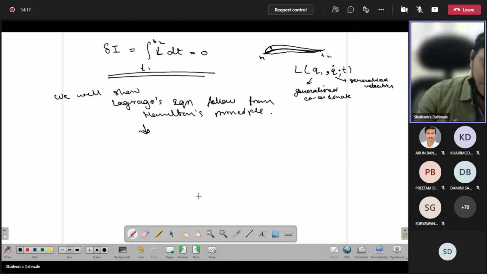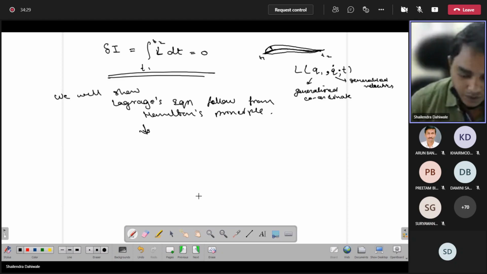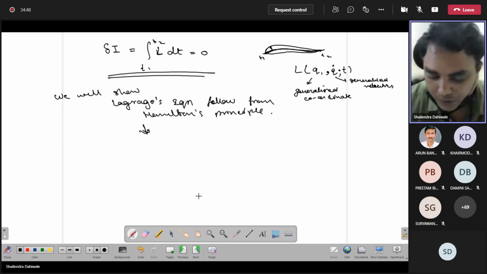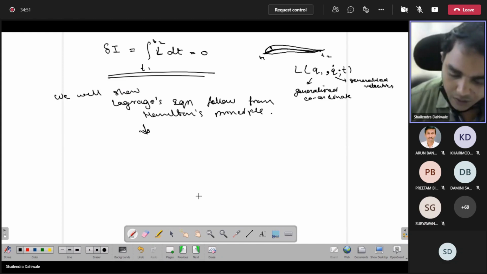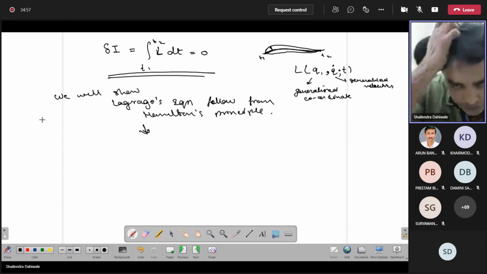What we are going to see is that the same equation we wrote, d/dt of del L by del q dot minus del L by del q equal to 0, is nothing but Newton's law in a more generalized way. So that's why we say that Hamilton's principle forms the basic postulate for our laws of motion, rather than Newton's laws of motion being the basic postulates. Okay, so we will do this in a more general way.